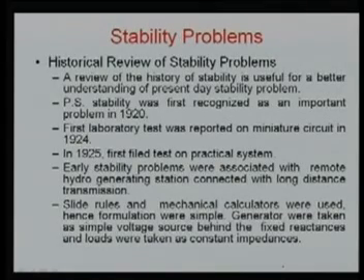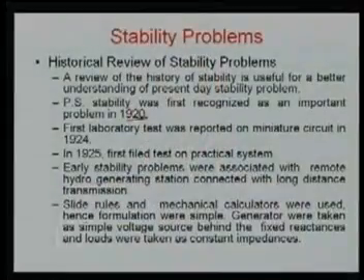Power system stability was first recognized as an important problem in 1920. The first laboratory test was reported on a miniature circuit in 1924. In 1925, the first reported field test on a practical system was reported. Early stability problems were associated with remote hydro generating stations connected with long distance transmission lines, because earlier the hydro generators were very prominent, and we had long transmission lines.